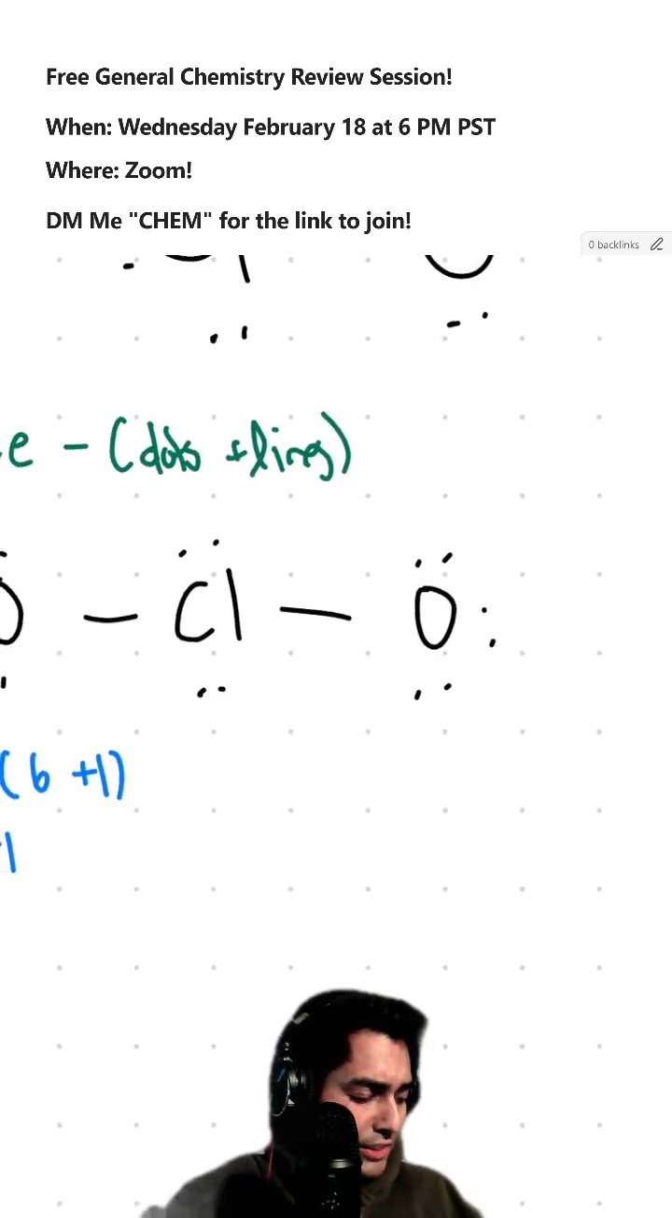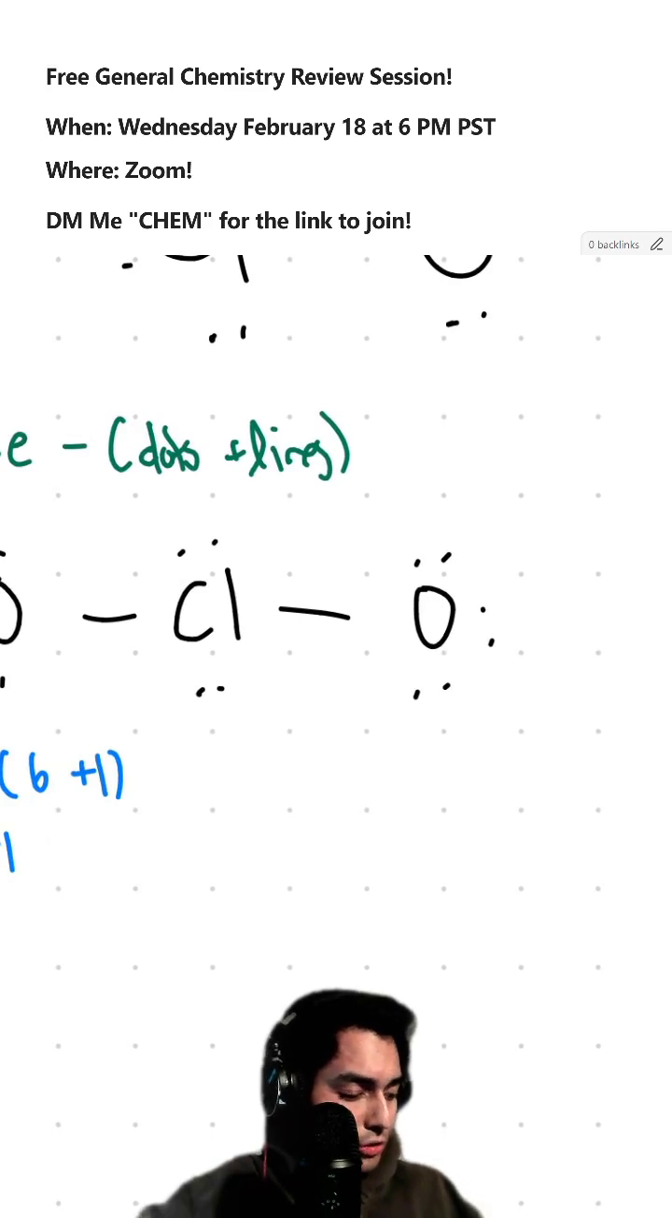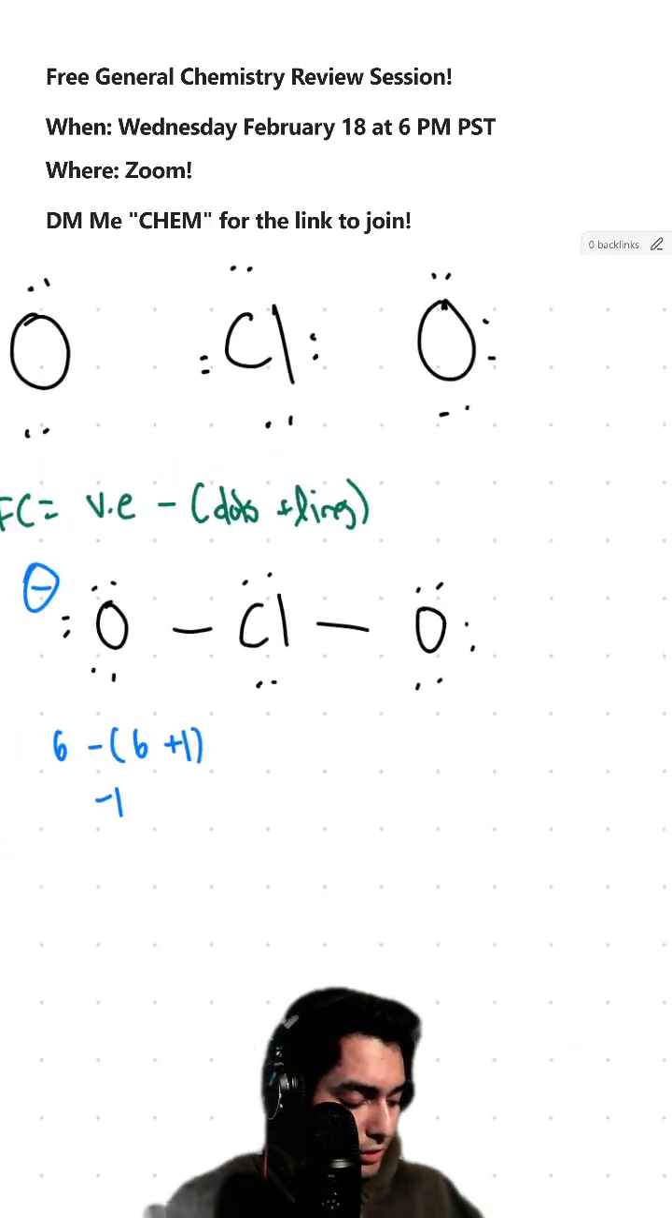On the right hand side, it's going to be the same thing, but I encourage you to pause it here and do it yourself. It's going to be 6 minus 7. It's going to be minus 1.